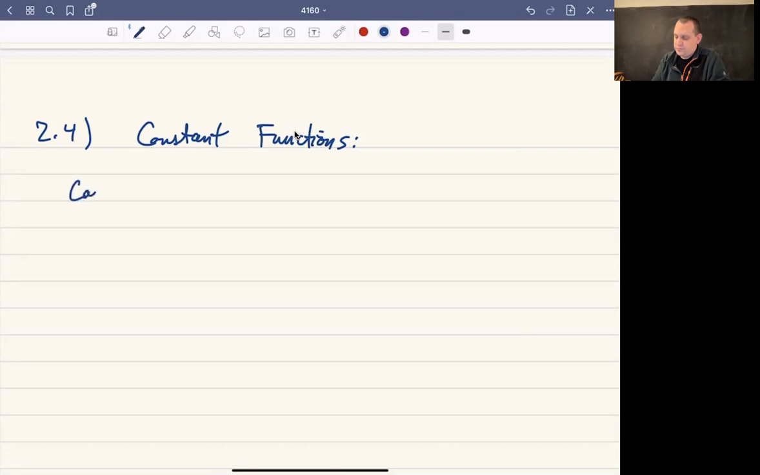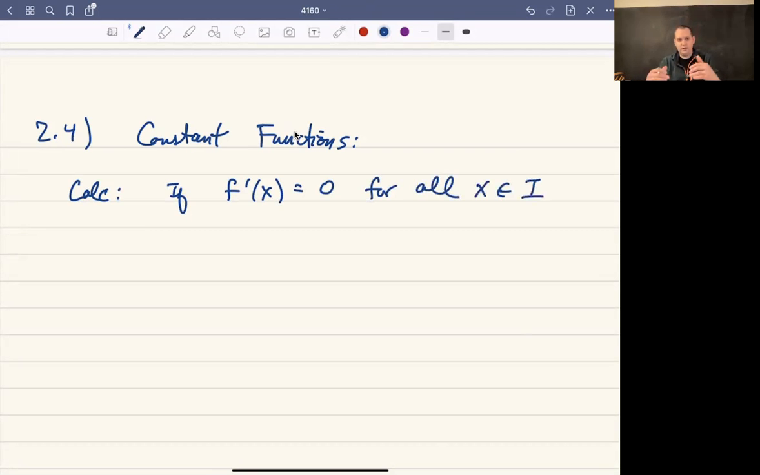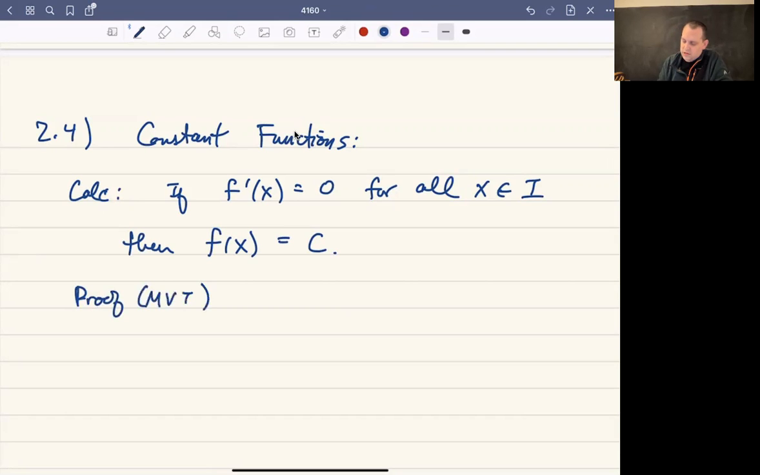We know that if f is a function that's 0 for all values x in I, so if we have some interval over which the derivative of a function is 0, that means that the function f is going to be constant. And the proof here is the mean value theorem.